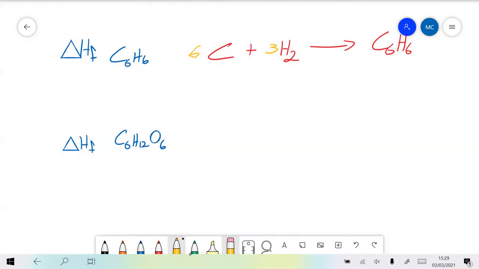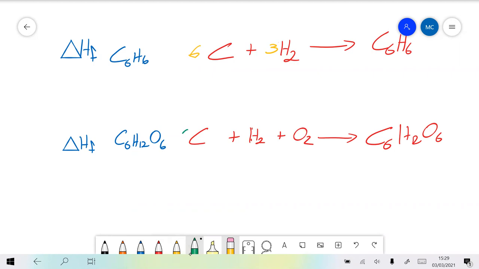For the enthalpy of formation of C6H12O6, we're going to have something similar, but this time around, we'll also include oxygen. So you will have 6 carbons, 6 hydrogens, 3 oxygens. And it's very important to note, we only have 3 oxygens. I'm making it a big emphasis because unfortunately, it's very easy to miss. Remember, oxygen and hydrogen are diatomic molecules.